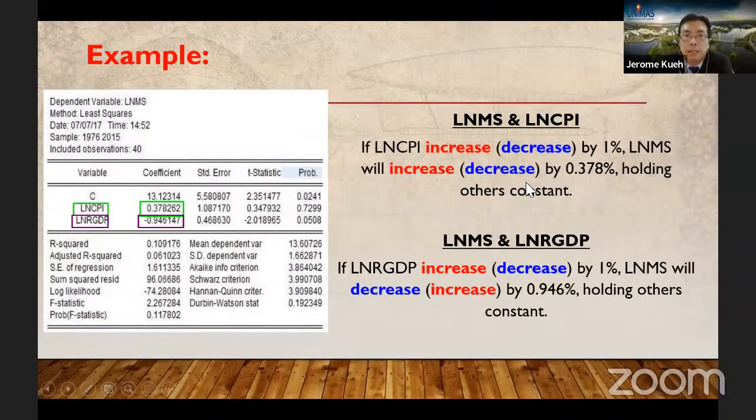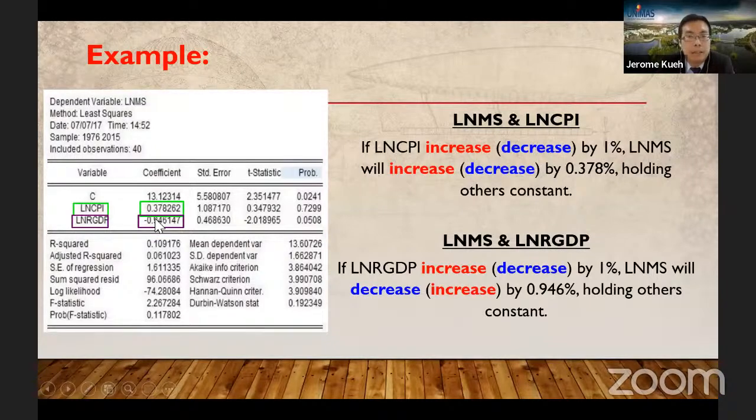So these are the standard ways we interpret the results from the output here. Whenever we have a positive sign, it indicates that the two variables will be moving in the same direction. If the independent variable increases, then the dependent variable will also increase accordingly. If it decreases, it will also decrease. So normally you can put it in one statement altogether here.